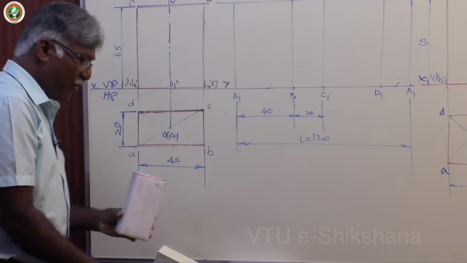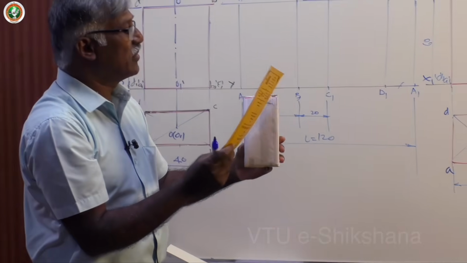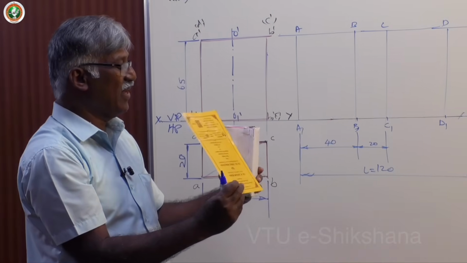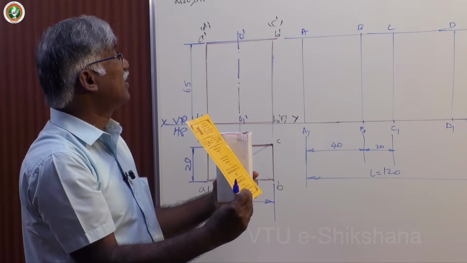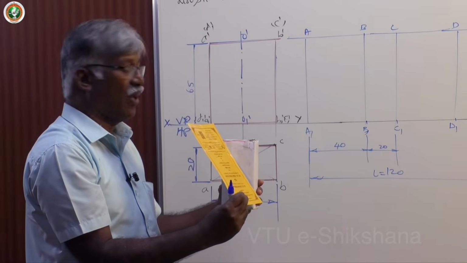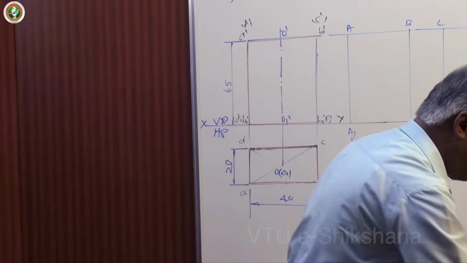The section plane passes through this. Assume that the section plane passes through this. If I keep it like this, this becomes the left extreme top edge. This becomes the right extreme top edge. So, let me draw the section plane.